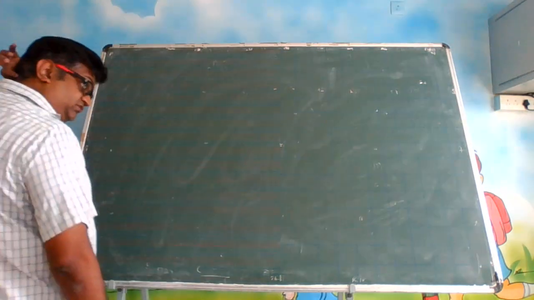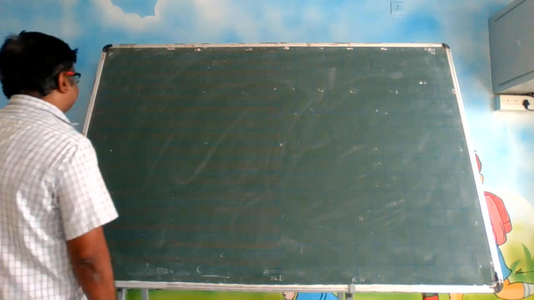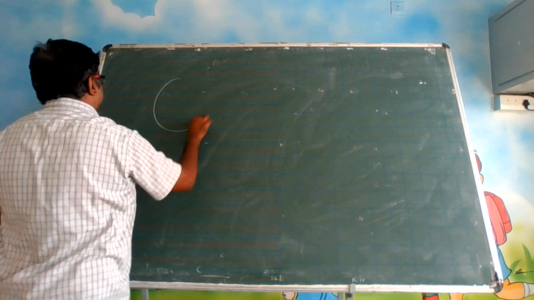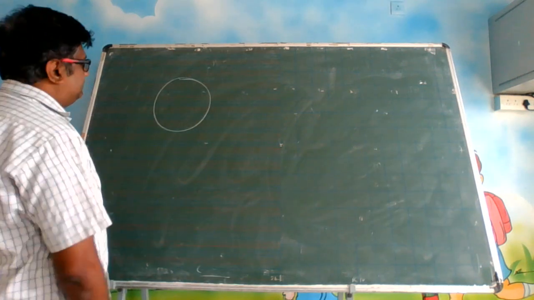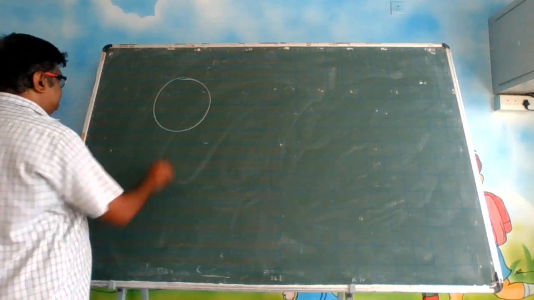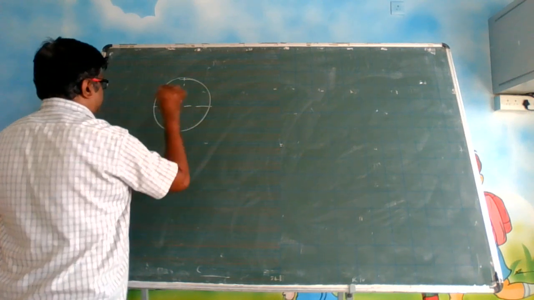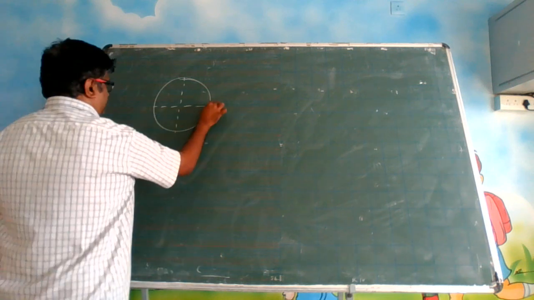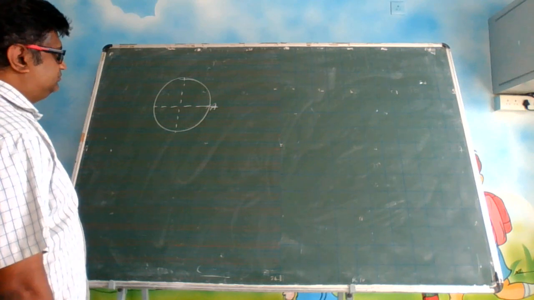Now in the previous class we were studying about oscillations and simple harmonic motion. We were talking about projection of uniform circular motion. Just a couple of small points. Suppose the particle starts at this position, okay?